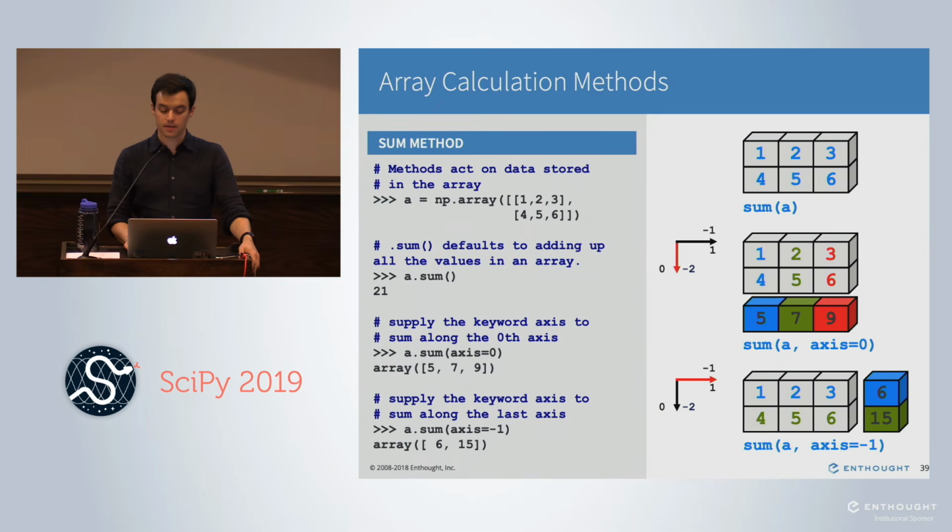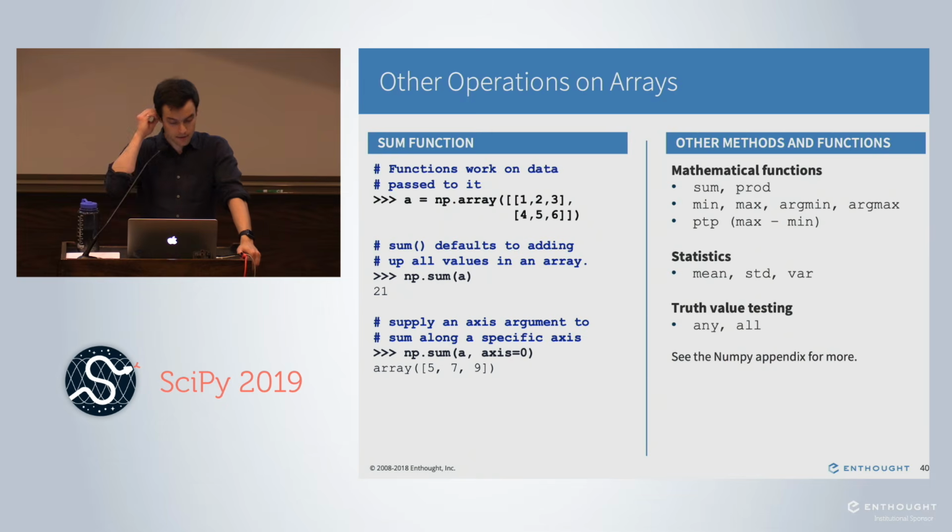So obviously sum is not the only method that exists on NumPy arrays. On the right hand side here, there's a handful of the common mathematical functions, like the sum of all the elements, the product of all the elements, the min, the max. We'll talk about argmin and argmax in a second. Those give you the position or the index of the minimum or the maximum. There's PTP, short for peak to peak, which is the difference between the maximum and the minimum either in the entire array or per column or per row. You have all the statistical moments, kurtosis, skewness, etc.